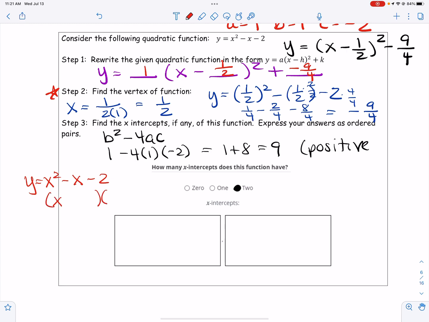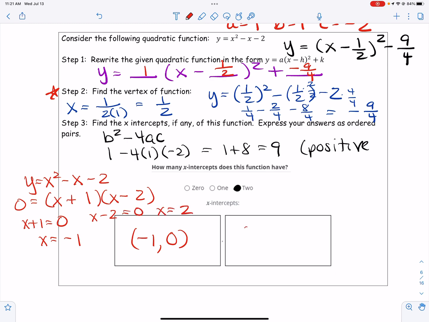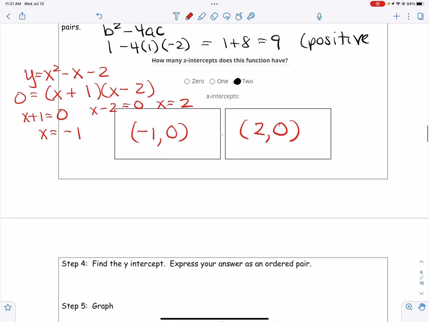I'm looking for factors of -2 that make -1. So x plus 1 is 0, which says x is -1. So that is negative 1, 0. And x minus 2 is 0, which says x is 2. So 2, 0 would be my other intercept.